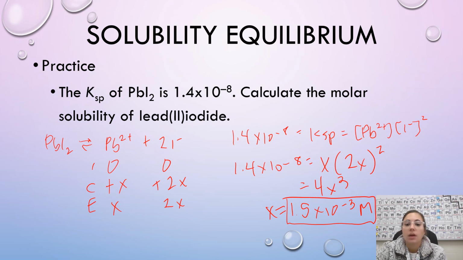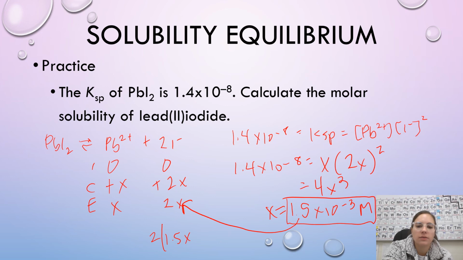If this question asked me what is the concentration of iodide in a saturated solution, I would then take this and plug it in here and do 2 times 1.5 times 10 to the negative 3. So you just have to think about what your question's asking you. These problems are being solved exactly like all the other equilibrium problems that we've been doing. Before we were solving for hydronium and then we calculated pH from it. Now we're solving for x, but it's called the molar solubility because it is the amount of solid that dissolves.